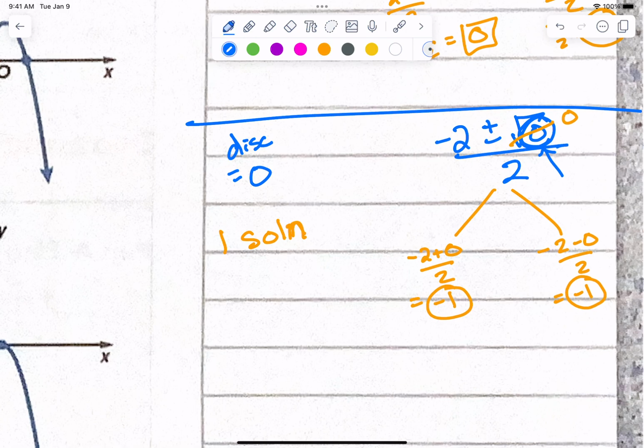Okay? So do you know what that looks like when you graph him? We've talked about this before. It's the vertex. The vertex is touching there.